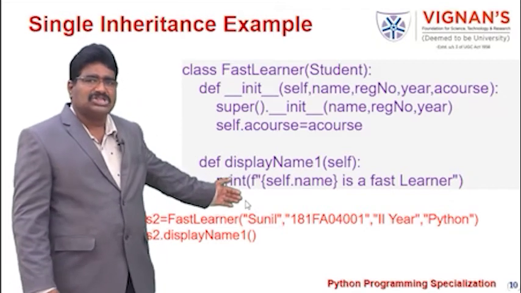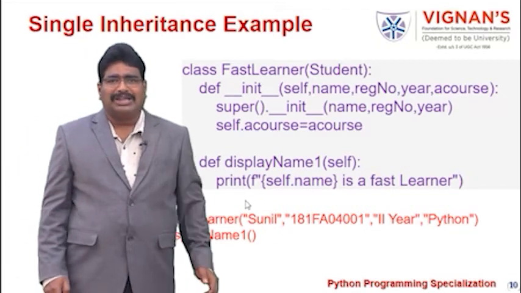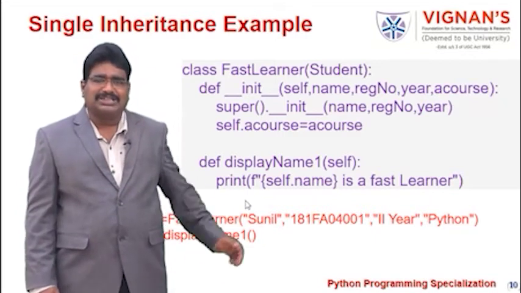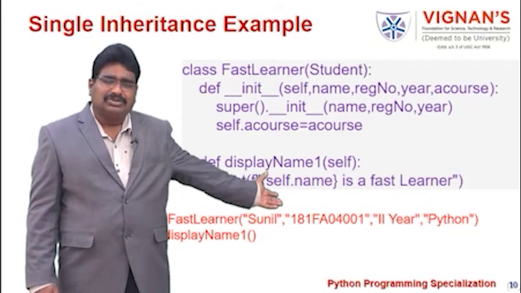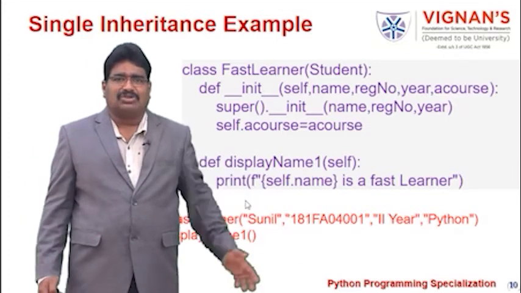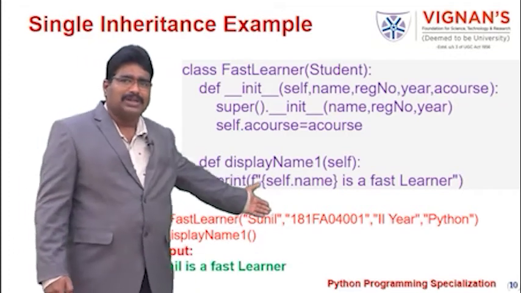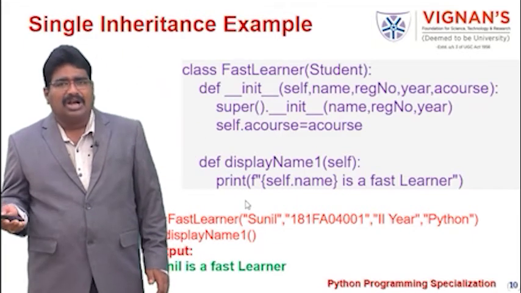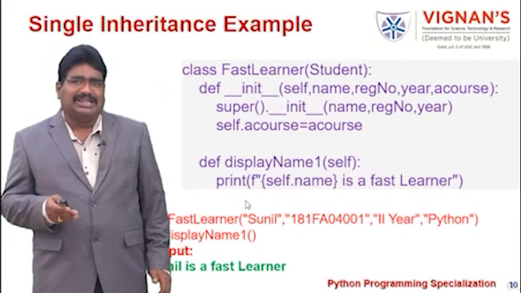Now we simply use S2.display_name1, and automatically it displays the name of the particular student. Remember, this simply displays that Sunil is a fast learner. So the output we get is Sunil is a fast learner. I hope you understand how to use single inheritance.